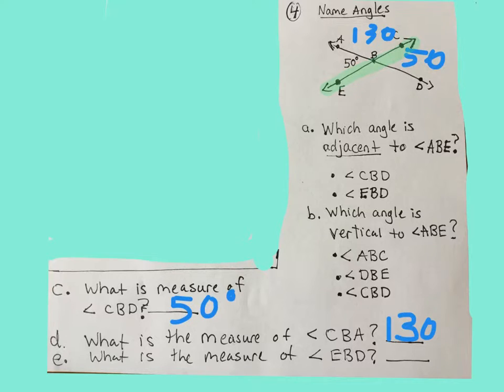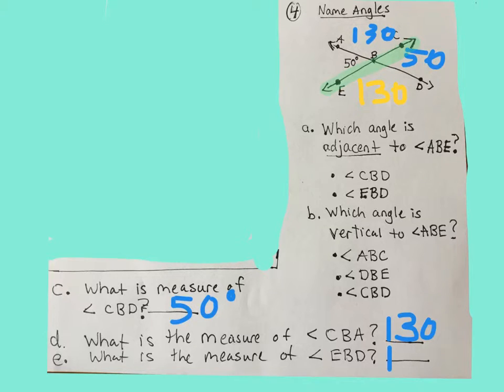All right, last question, what is the measure of angle EBD? So let's trace that one, EBD. So EBD is a vertical angle of ABC. They're opposite or across from each other. So that one would be 130 degrees also.